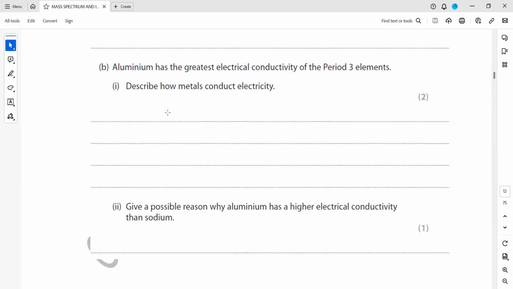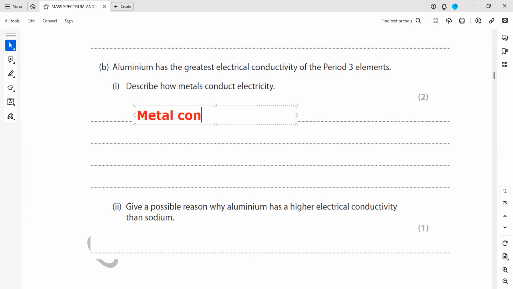Then, aluminium has a greater electrical conductivity in period 3. Describe how metals conduct electricity. So, explain why metals are good conductors. First you explain the structure of a metal. A metal consists of a lattice of positive ions and delocalized electrons, and these electrons are free to move within the structure. That's why it can conduct electricity well.